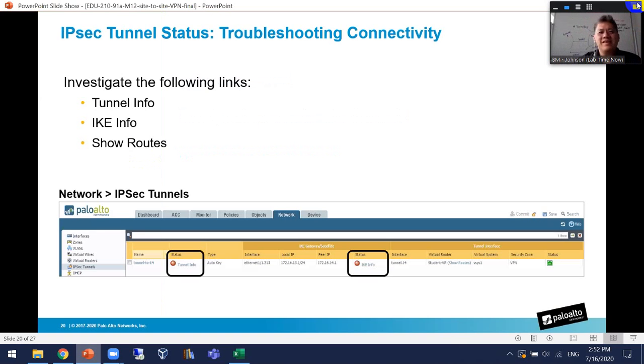So this one is the troubleshooting. You can use the tunnel info. Every single clickable link shows you information about the tunnel. If you are at the IPSec tunnel, you can see the route, you can see the tunnel info, you can see the IKE. If it's red color, it's bad. Palo Alto Networks doesn't like red color. They like green, they like blue.